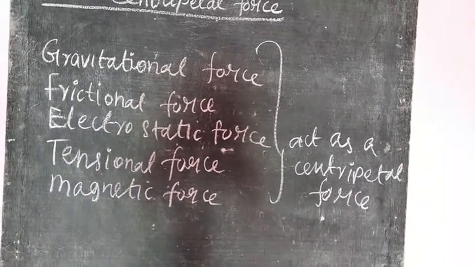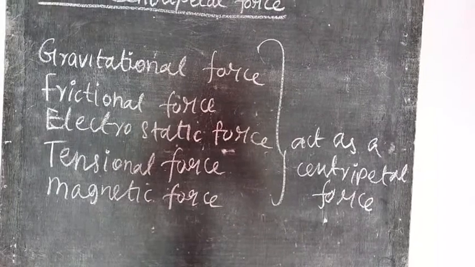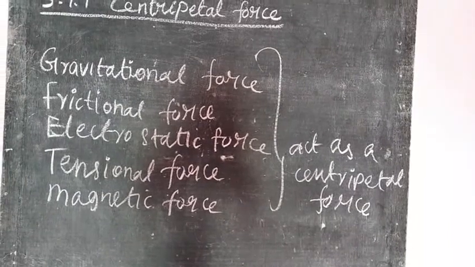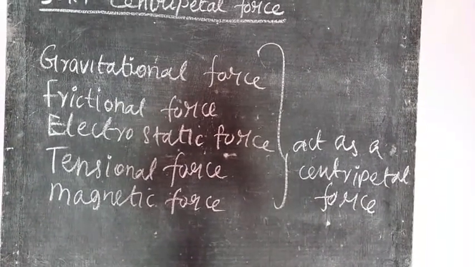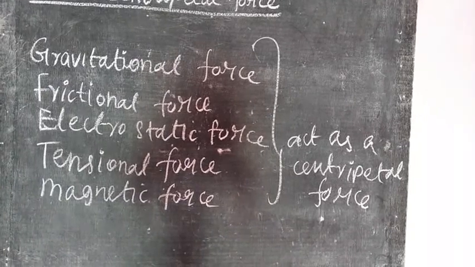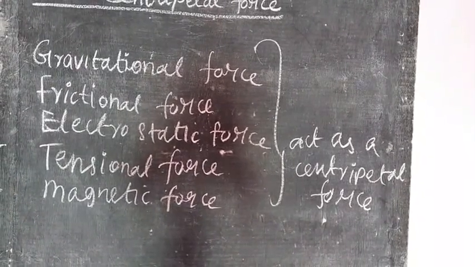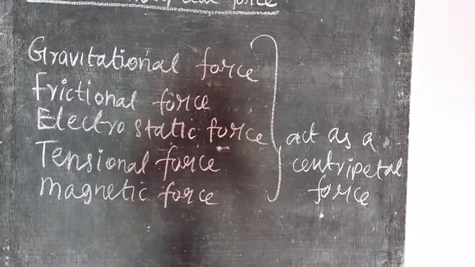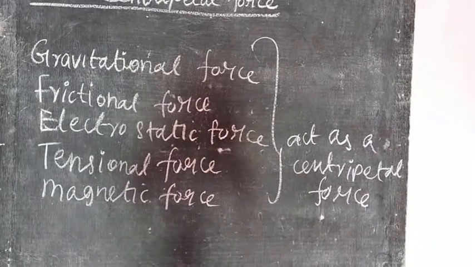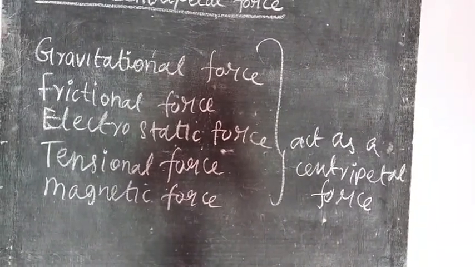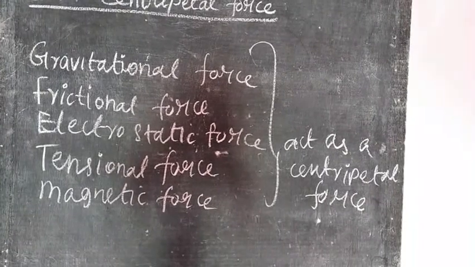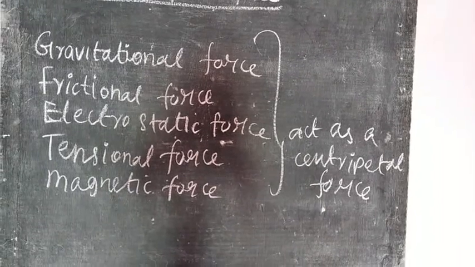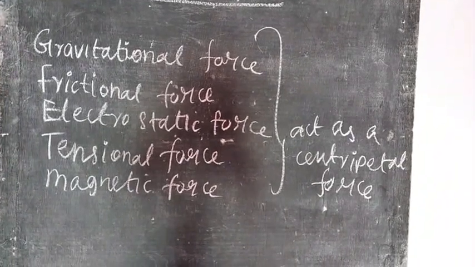The second example is frictional force. We travel in a vehicle, for example a bus, car, scooter or bicycle, and we take a curve. The frictional force acts between the bottom of the tire and the top of the road. Between the tire and the road, frictional force is provided. The frictional force provides centripetal force, so we take the curve and travel through a safe turn.